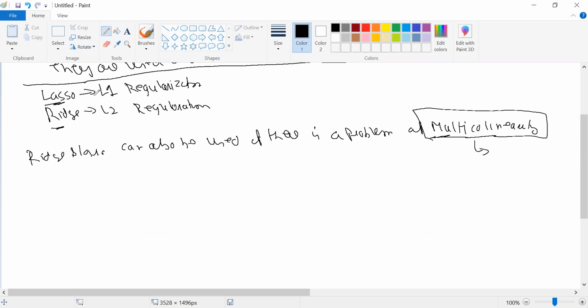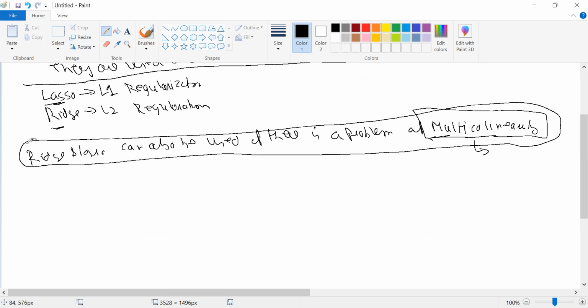ठीक है ना? So इसको note down करेंगे सब लोग. Next time अगर कोई पूछता है what can be done if you see the problem of multicollinearity, answer is Ridge and lasso. Note down one more line. Lasso can also be used for feature selection.